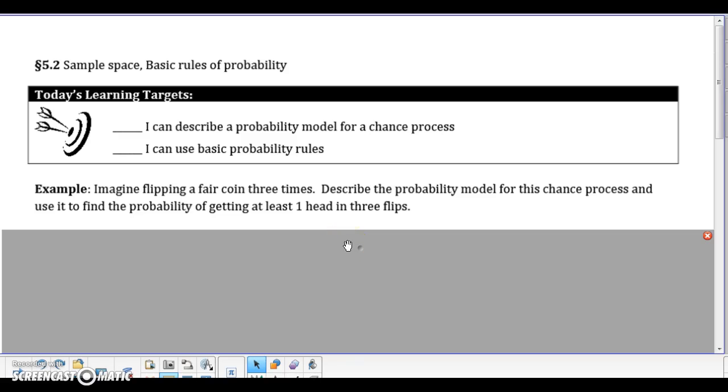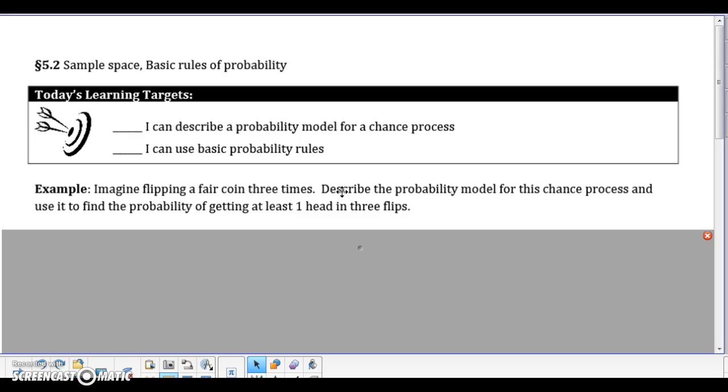All right, welcome to your first virtual lesson. This is on section 5.2. By now you should have already completed your guided reading notes. Please have those out and in front of you because you're going to need to refer to it as we go through these examples, because that's really all I'm going to be doing is examples.